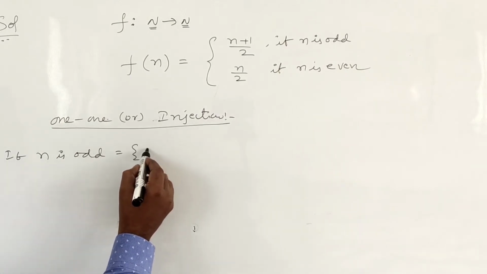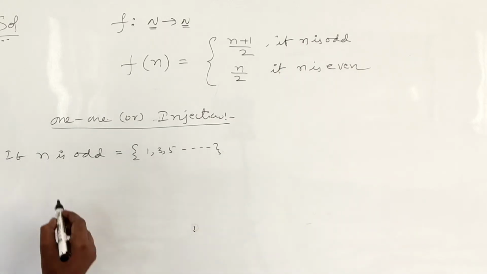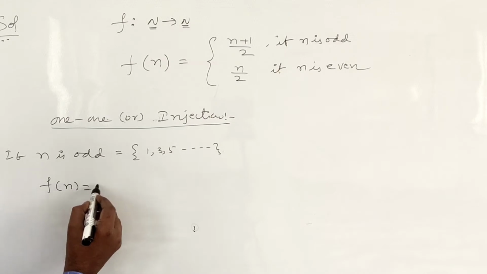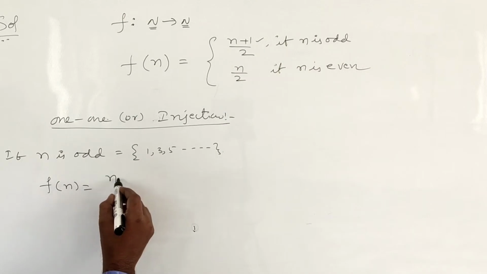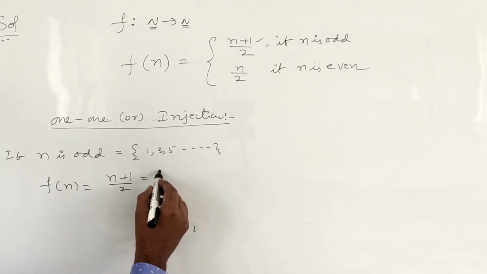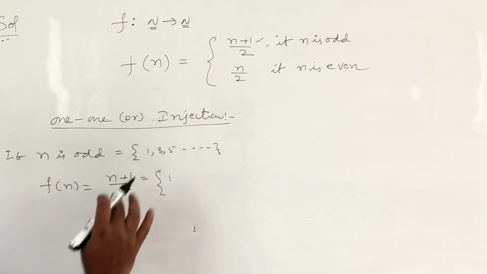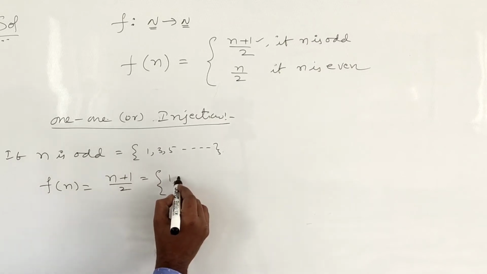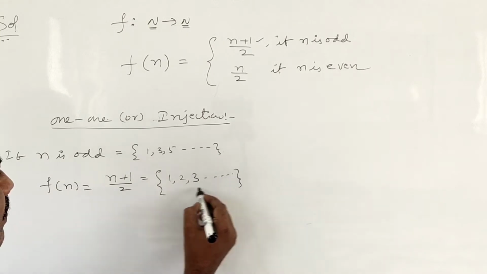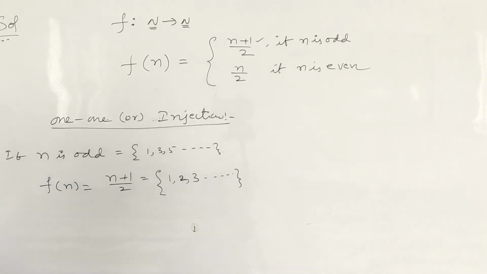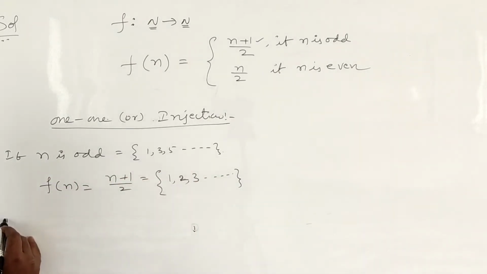Odd natural numbers, we have 1, 3, 5, like so many. If n values are these, what is f of n, students? If n is an odd number, f of n is this: n plus 1 by 2. Suppose you substitute 1 here: 1 plus 1 by 2 is 1. If 3 is here, 3 plus 1 by 2, 4 by 2, is 2. If 5 is here, 5 plus 1 by 2 is 3. It goes on. That means you are getting natural numbers when you substitute n odd. We have one more condition.